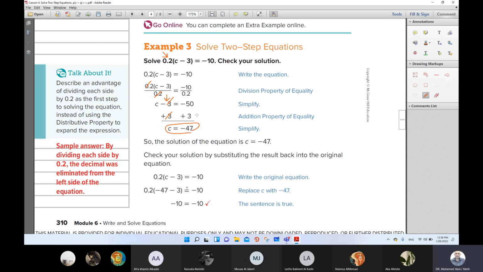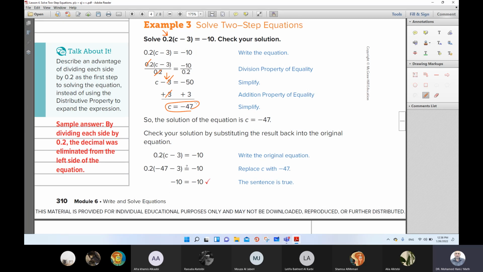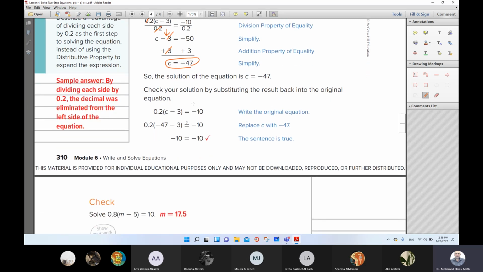So this is the solution of this equation. And the same idea, if you want to check, substitute the value of c in the same equation, equal negative 47. So we have in the first side 0.2 multiplied by parentheses negative 47 minus 3. Is it equal negative 10?